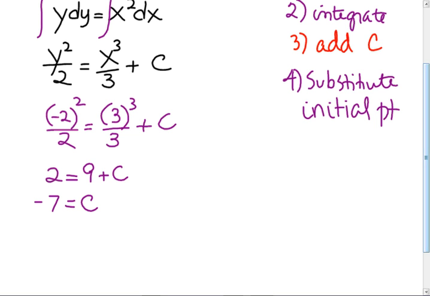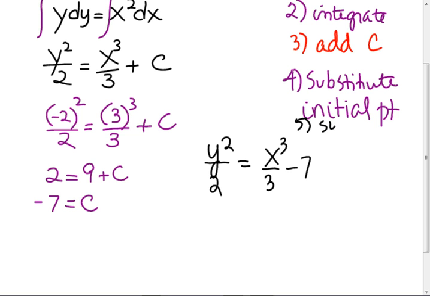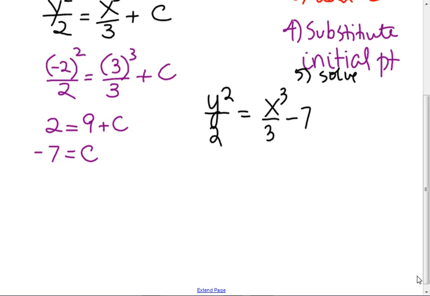So I have y squared over 2 equals x cubed over 3 plus or minus 7. So what we need to do is solve. Well, first thing is, I don't like fractions. Do you like fractions? So let's get rid of them. What can we multiply by to get rid of them? 6.